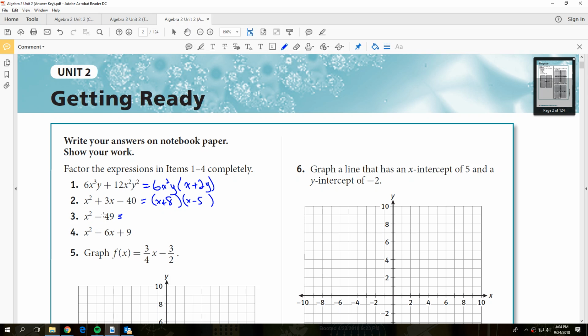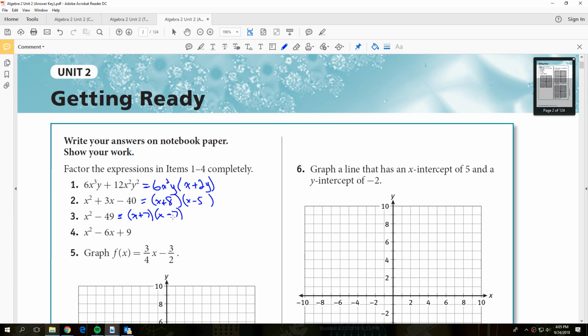This is known as a difference of squares. I have one square minus another square, and so you can always just do this where you have plus and minus, and you just take the square root of the first one and then the square root of the second one. So the square root of x squared is x, and the square root of 49 is 7.